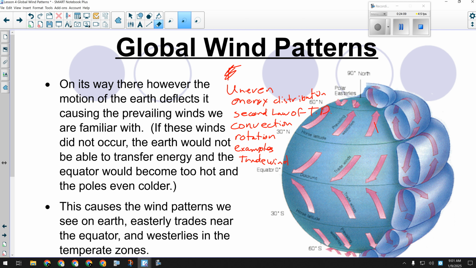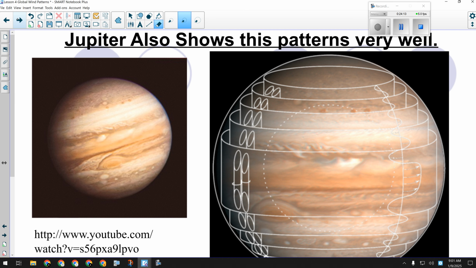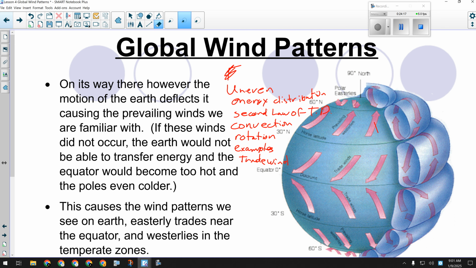Okay, questions on that? All right. Now that produces obviously bands of wind, right? If we look at this diagram here and the other two that we had on the other page, Earth has 3 bands of wind. Easterlies at the equator, westerlies at the mid-latitude, easterlies again at the poles, right?